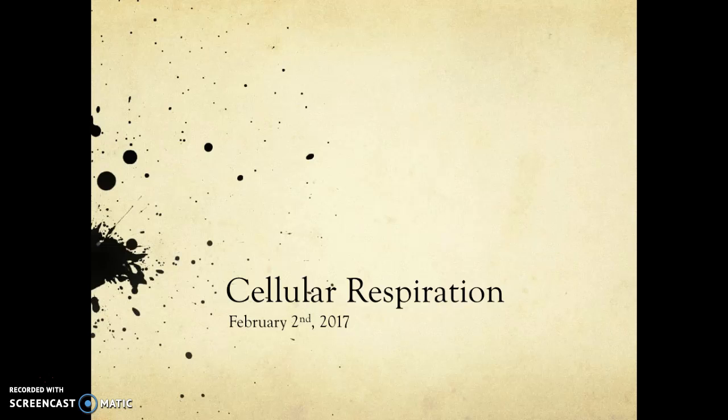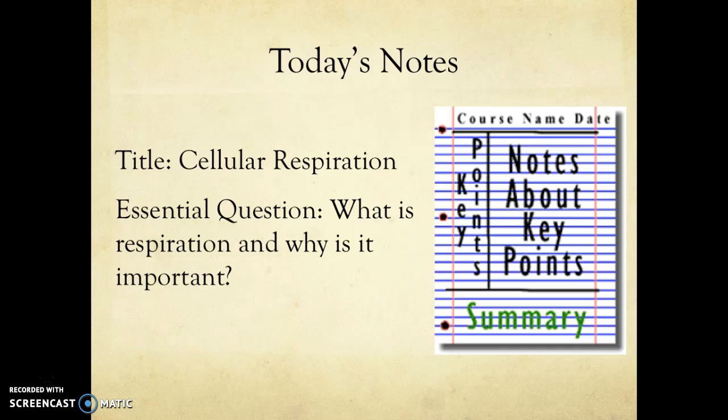So our title is Cellular Respiration. Our essential question is, what is respiration and why is it important? So at the top of your paper, you should have the title and the essential question. Below that, you should divide your paper into two columns, as usual, Cornell note format. The smaller column is there for your key words, key points, main ideas, questions, things like that. And your bigger column is there for your notes. And of course, at the very end, yes, you have to do a summary.